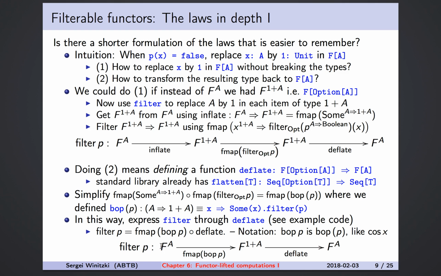So to summarize this in the function type diagram, filter p is defined through deflate as a composition of fmap BOP, so BOP p, already applied to the filter condition p, is a function from A to 1 plus A. So we lift it to a functor, we get a function from fA to f of 1 plus A, and then we deflate. So as another reminder, my notation is that the composition works from left to right. So we apply first the function on the left, and then we apply the function on the right to the result. So just so that it is easier to read, easier to reason about, and easier to write on the diagram.